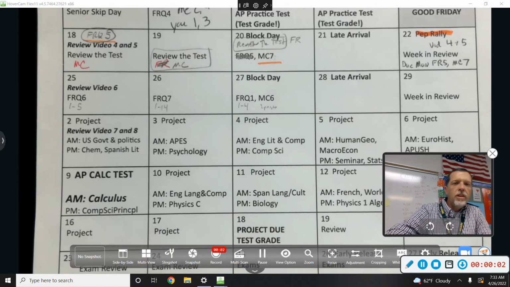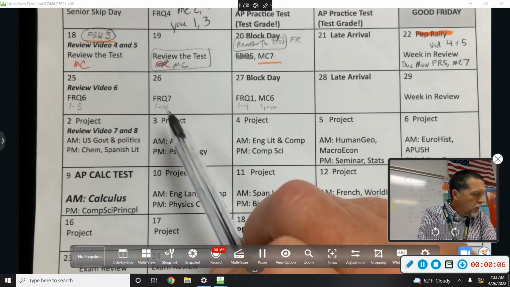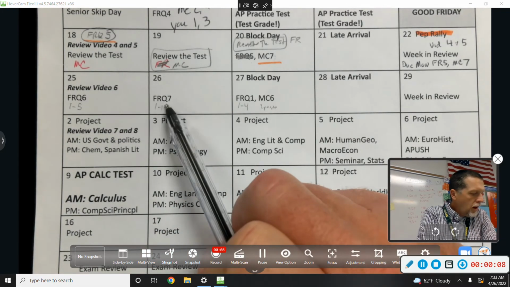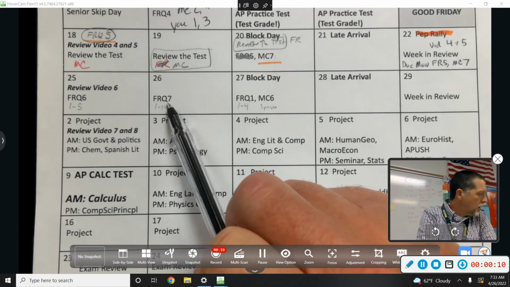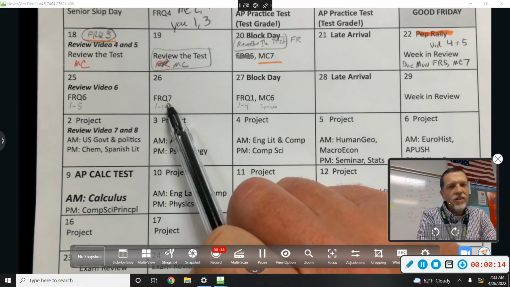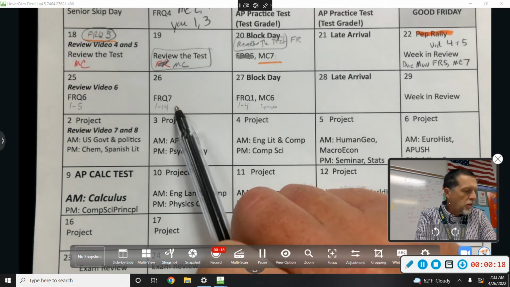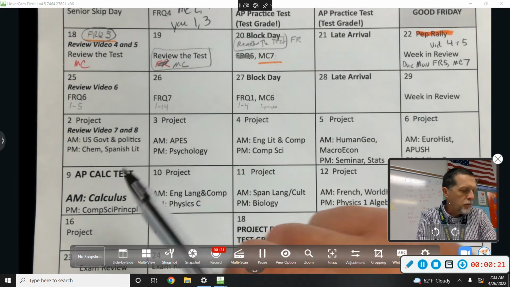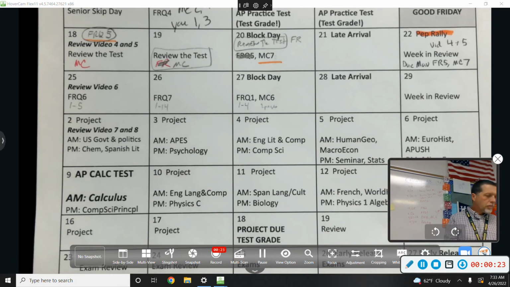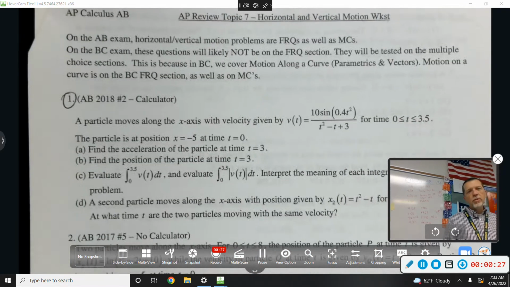So yesterday we did free response question 6. Today we'll look at a few from, it says free response question 7, but if you look at the packet, there's only two free response questions, and the rest are multiple choice. So it's not exactly free response, but whatever. So we'll do one of the free response, and then we'll do some of the multiple choice.